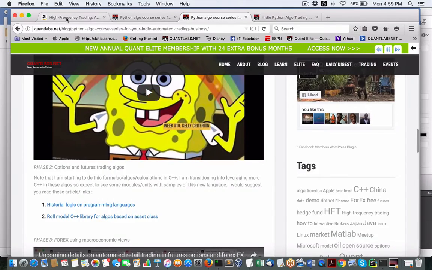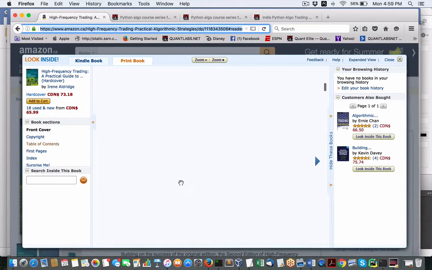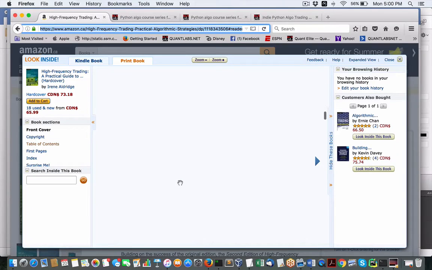Now, I've already hinted at this book here for high frequency trading, because this book is another world to venture into. It's more of a higher level, yeah, so that's the way it looks.